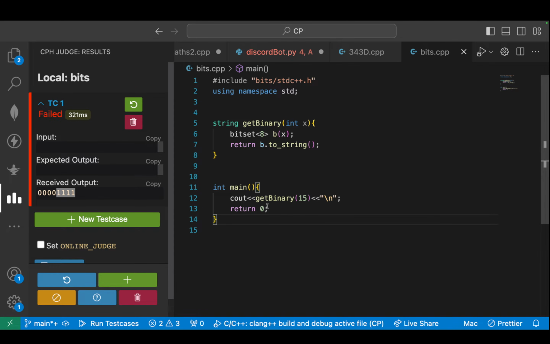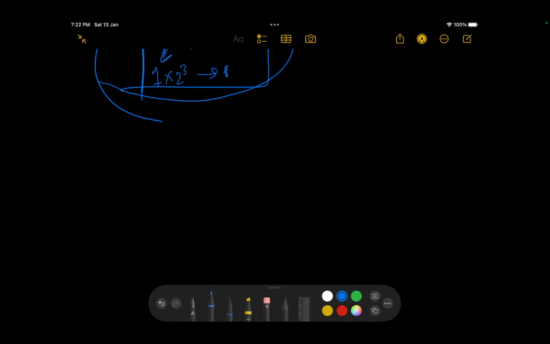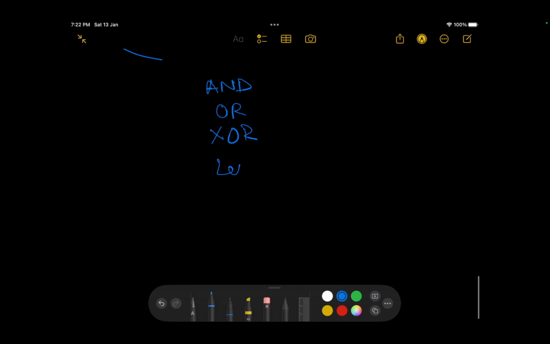I think with this, binary representations come to an end, and now we can talk of bit ops, or what are the operations that we can perform on these numbers. So let's first enumerate all the kinds of operations that we can perform on bits. The first is AND, the other is OR, a very common one is then XOR. You can also have a left shift, and then you can have a right shift.